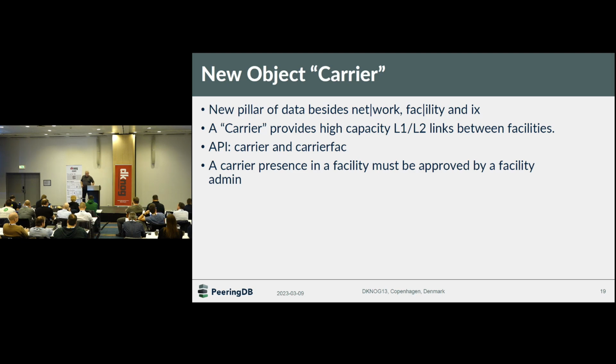This is really about bringing more value to our users, to see how you can get from one carrier between different facilities. That means for the API, you have two new objects: carrier and carrier facility. Carrier facility describes which carrier is in which facilities. Unlike networks, who can just say I'm in this facility, the facility admins or owners must approve the presence of a carrier in their facility. This should also be easy to do, because if you are a carrier, this means you have layer 1 or layer 2 transport, and the facilities should know about that.